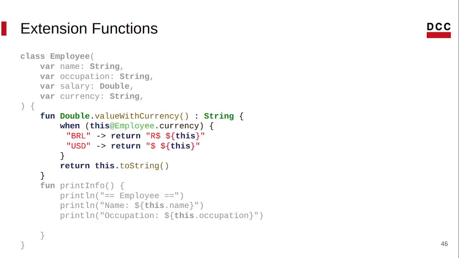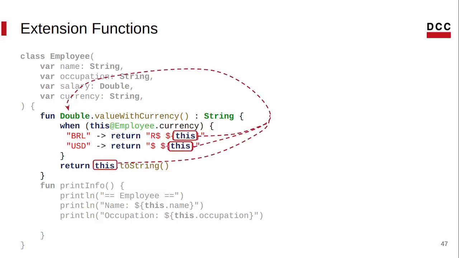We will use the when block here. Now we need to emphasize two important things. First, this keyword inside of an extension function refers to the type being extended. In this case, this is referring to the double type.